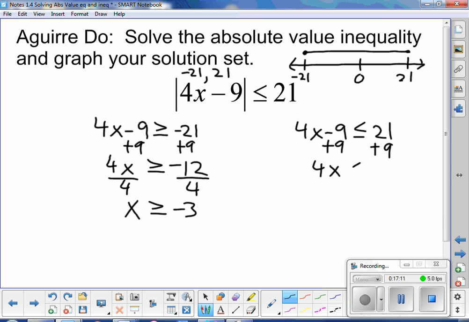Okay, so 4x is less than or equal to 9 plus 21, which is 30. So divide by 4, divide by 4. So x is less than or equal to 30 divided by 4. That's going to be 15 over 2.